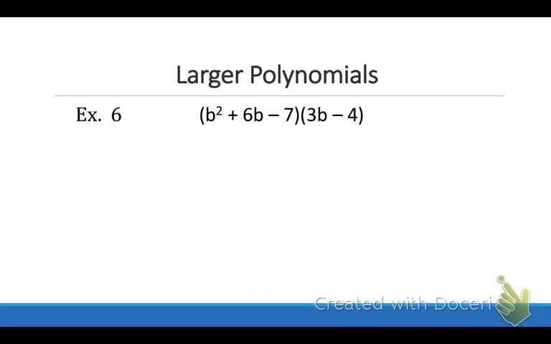Now, for larger polynomials, again, you're just doing the distributive property, but sometimes it's helpful if you realize how many multiplications you're going to make. In this particular one, I'm going to be making 6 multiplications. I always like to take my smaller polynomial, which is the binomial, and multiply it by everything in the larger polynomial. So I need to take 3b times all 3 terms. That's going to be my first 3 multiplications. And then I'm going to take negative 4 times all 3.